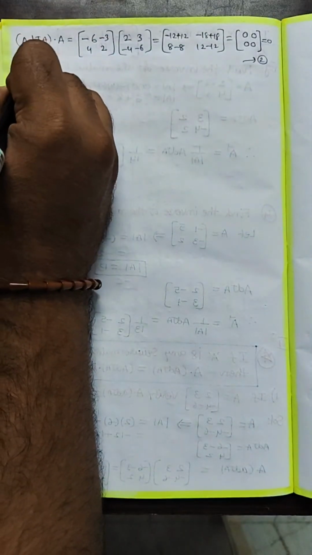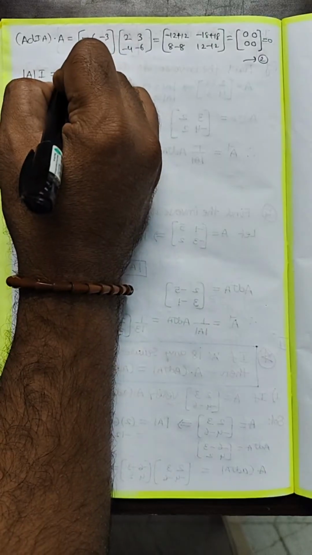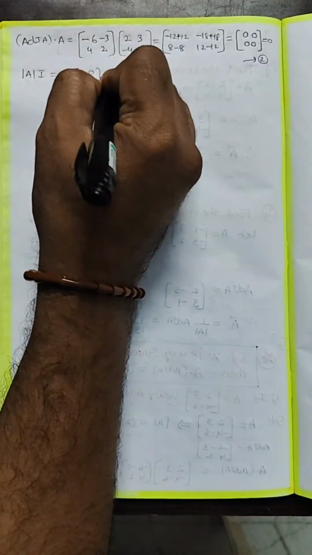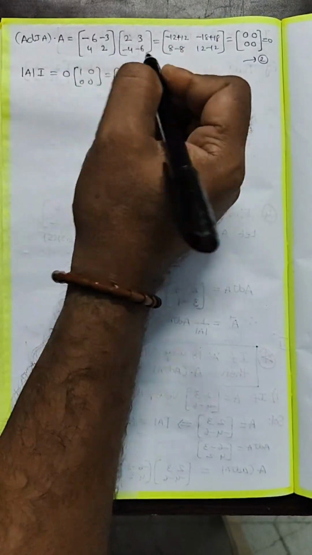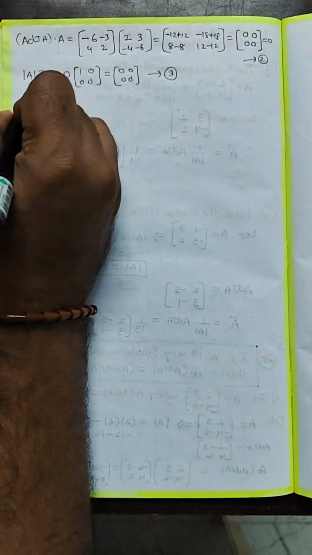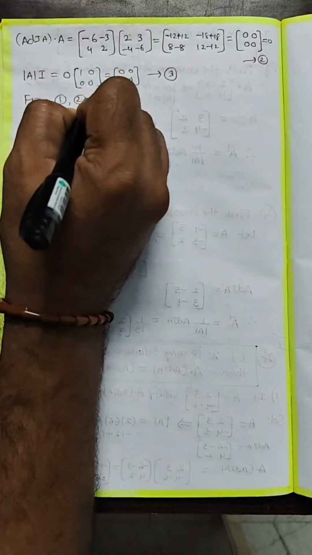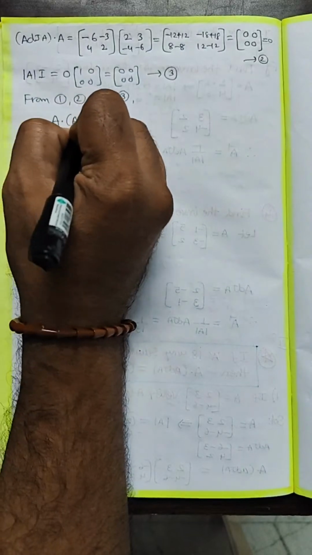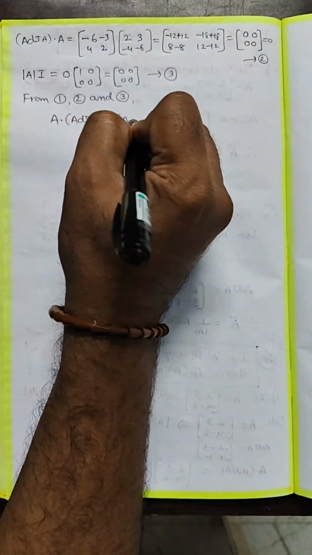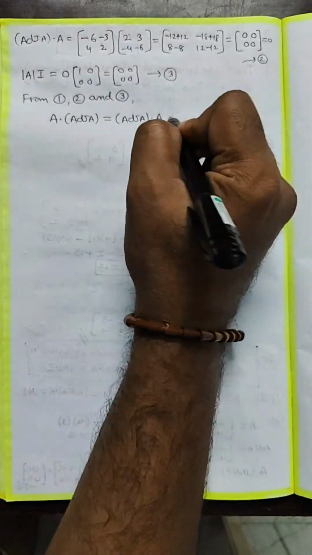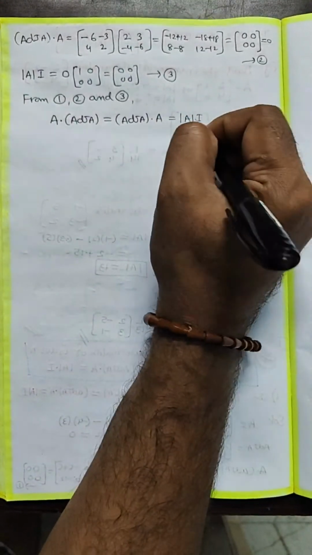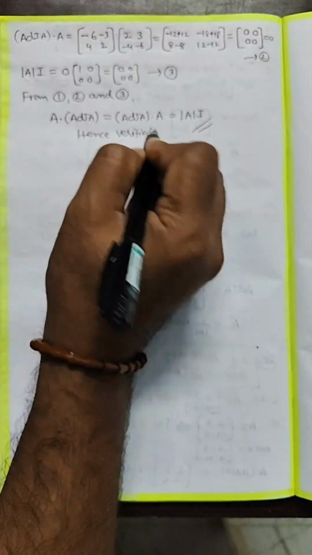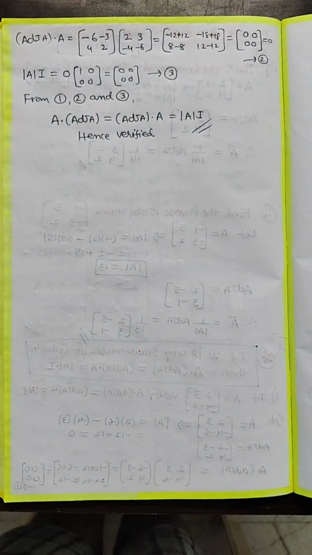And det A into I. Det A means 0 we got, into I, the identity matrix. Even if you multiply, 0 0 0 will come. Equation number 3. From 1, 2 and 3 we conclude that A into adjoint A is equal to adjoint A into A, is equal to det A into I. Hence verified. Okay, dear students, this is the way we can prove.